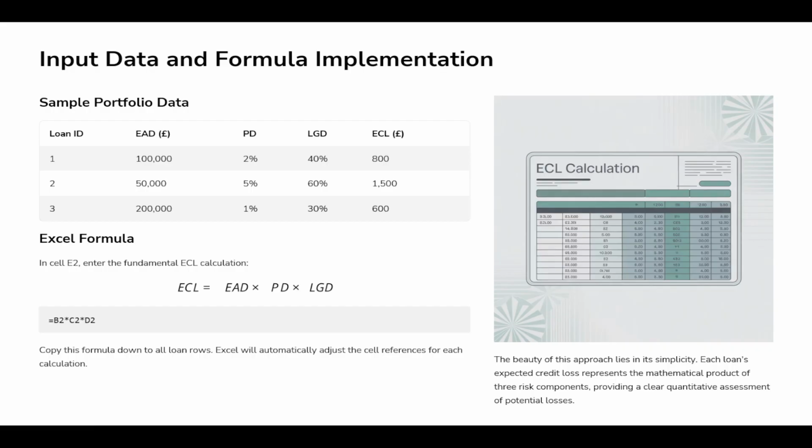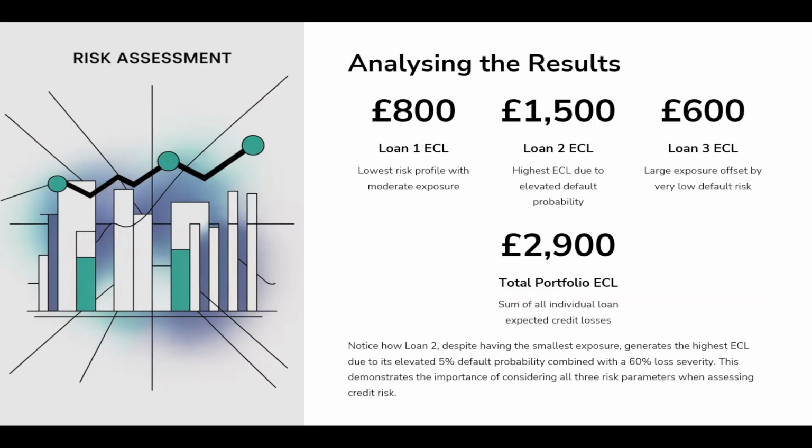When you calculate, you'll find that loan 1 has an ECL of £800, loan 2 has an ECL of £1,500, and loan 3 has an ECL of £600. The total portfolio ECL is £2,900.